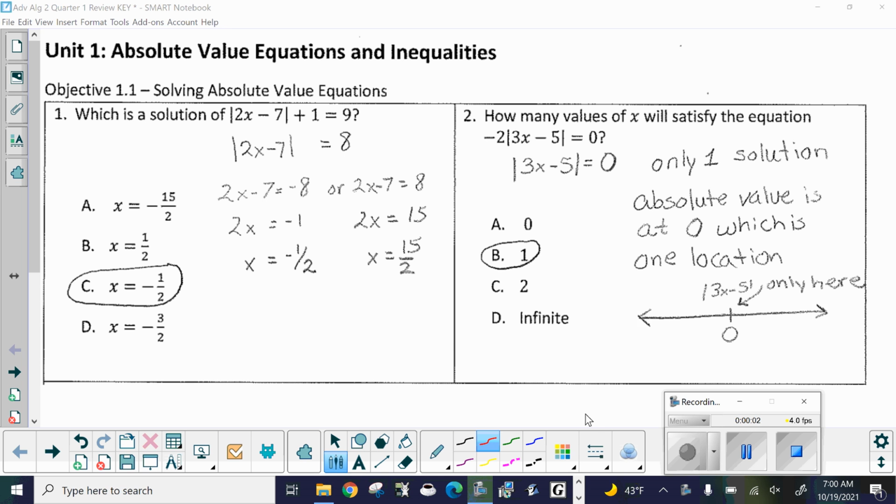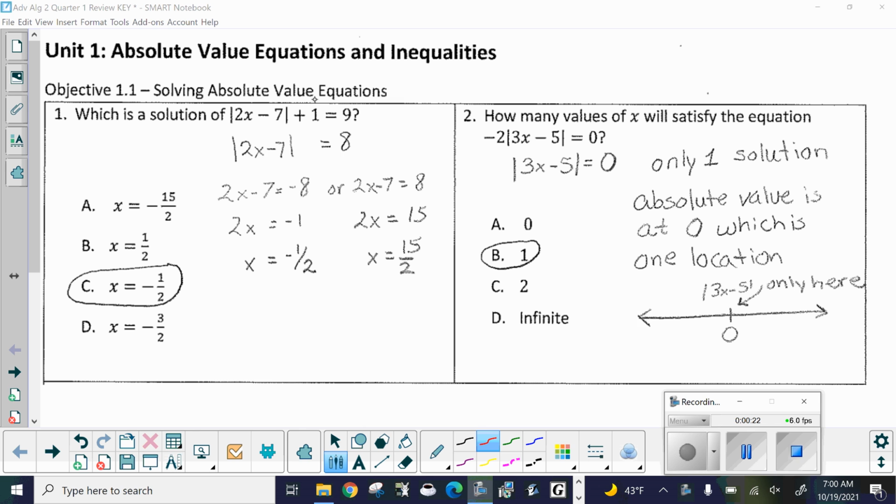This is Unit 1, Objective 1, solving absolute value equations. This is a review for the quarterly test you'll be taking. In this, we'll be solving absolute value equations. Number 1, and the answers are shown here, but I'm going to go through and explain how to do it.